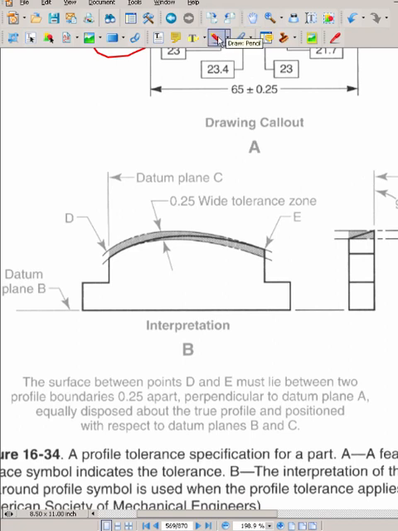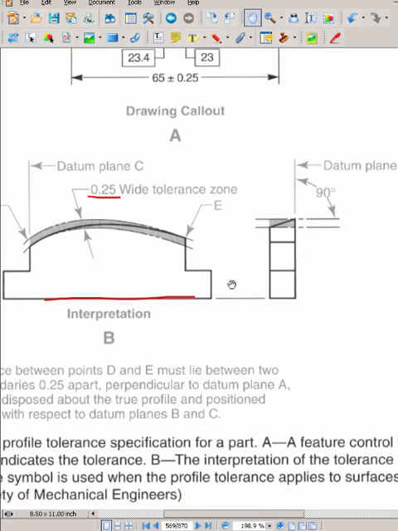Here's the interpretation. There's the 0.25 wide tolerance zone. It's referencing it from B. It's also referencing it from A, as you see there, making sure it falls in.